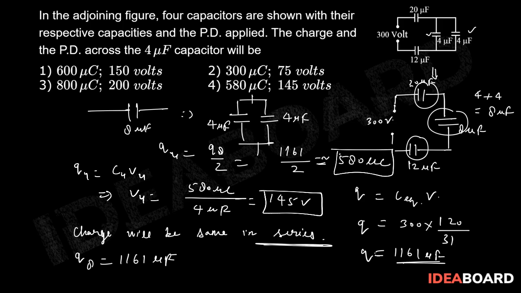So which option is correct? The combination of 145 and 580. Option number 4 has 580 microcoulomb and 145 volts. So this should be your right choice. Option number 4 is the right choice.